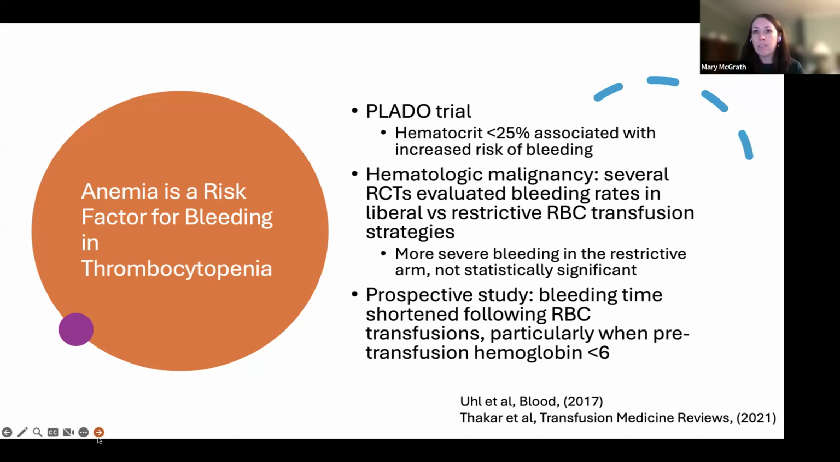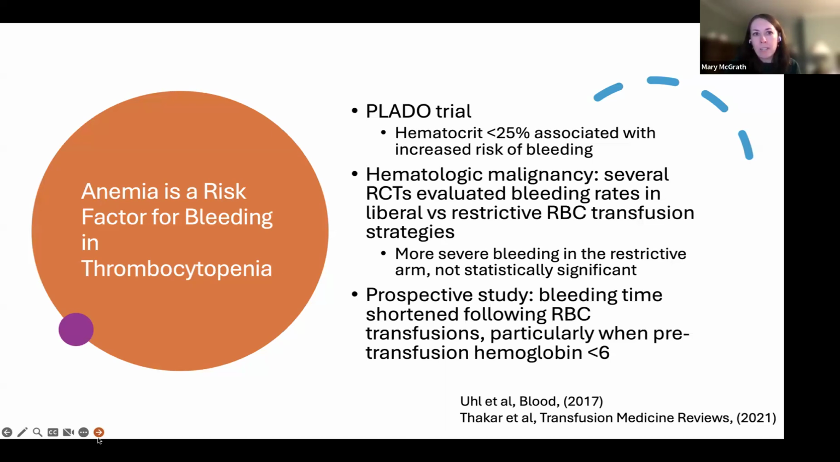There have also been several randomized control trials conducted in individuals with pancytopenia due to hematologic malignancies, which compared bleeding in individuals with a liberal versus restrictive RBC transfusion goal. The goal for the restrictive transfusions varied from a hemoglobin of 7 to 8 in the different studies, and the liberal hemoglobin goal varied from 8 to 12 in these studies. No definitive conclusions could be drawn. There were a lot of different results seen in those studies. Though more severe bleeding was observed in the restrictive transfusion arm in one of the studies. However, it wasn't a statistically significant finding.